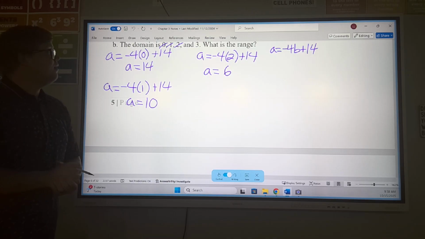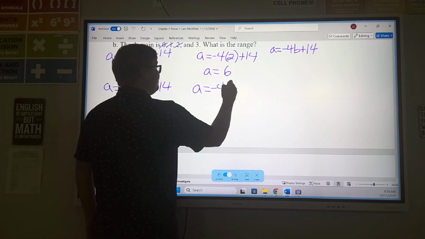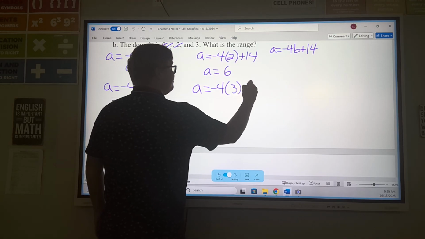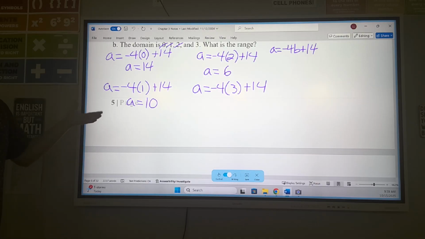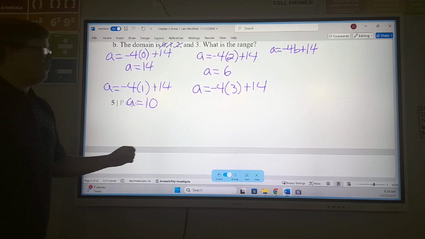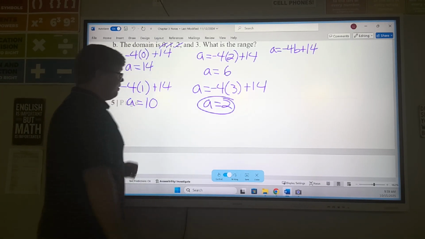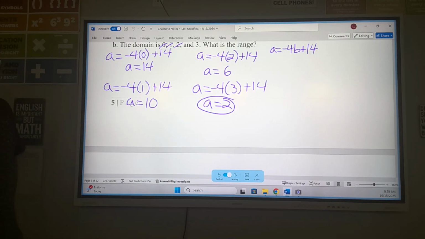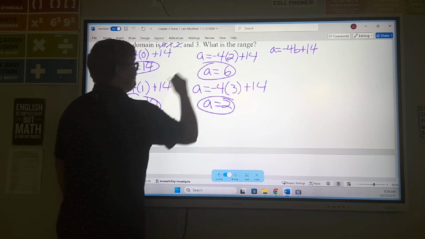Okay. Now, what's next? a equals negative 4 times 3 plus 14. All right, 3 batches of avocados now. Negative 4 times 3 is a negative 12. 14 minus 12 is 2. That means after making 3 batches of avocados, we have 2 avocados left. Or 3 batches of guacamole, I should say.